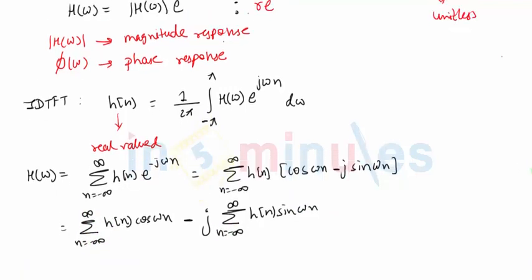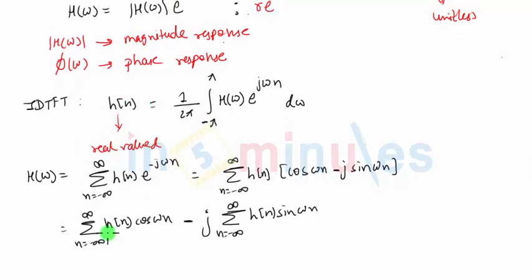So you can see that we have assumed h of n to be real valued. So this h of n is real. Cos omega n is a real function already. There is no j term in the first part. I'm going to call it Hr of omega, where r stands for real part. Minus, I'll keep j aside. So if I keep j aside, then the remaining term also becomes real because h of n is real, sine is a real function, and because it's multiplied with j, it becomes imaginary part of the function. So I'll call it Hi of omega. So any frequency response can be split into the real part as well as the imaginary part.